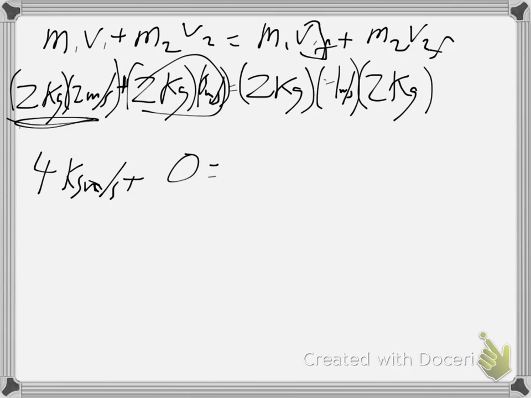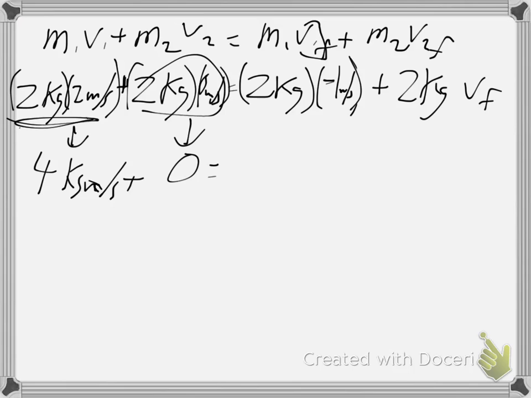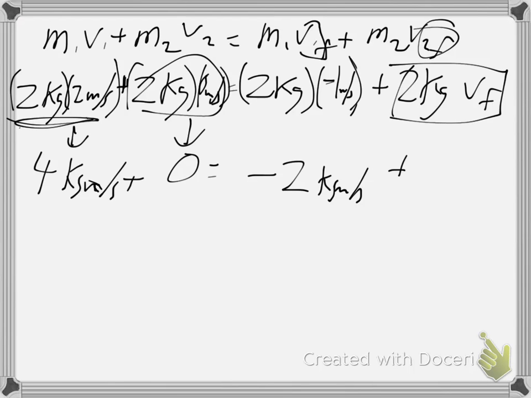Let me expand this right here just a little bit for y'all. And I'm still looking for this final velocity there. So, a while ago I moved my 2 times 2 on there, my 2 times 0 there. Let's go ahead and move this down. 2 times -1 is going to be a -2 kilogram meters per second, plus this 2 times VF. And I'm really looking for this VF value right there. So I'm going to just go ahead and write down 2 VF. And you can really leave this right here as kilograms if you want to.